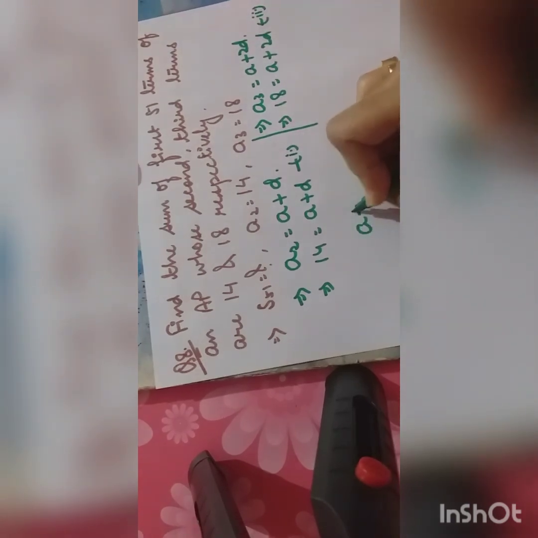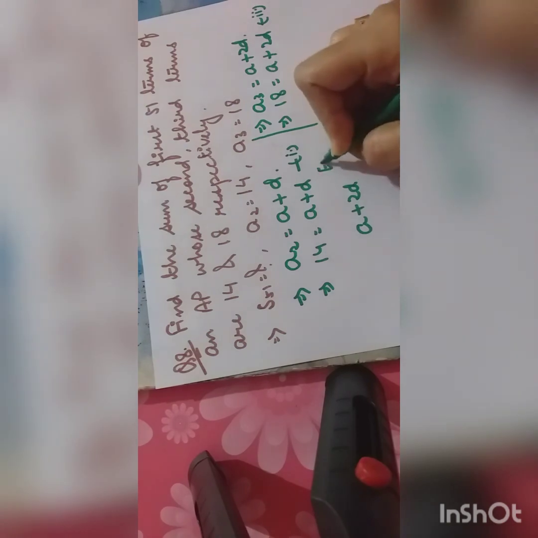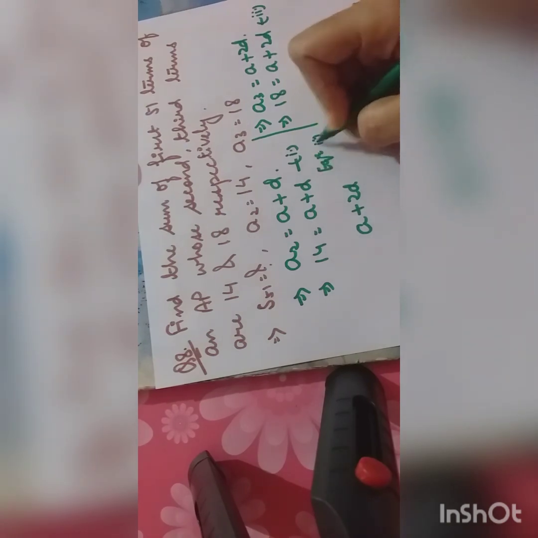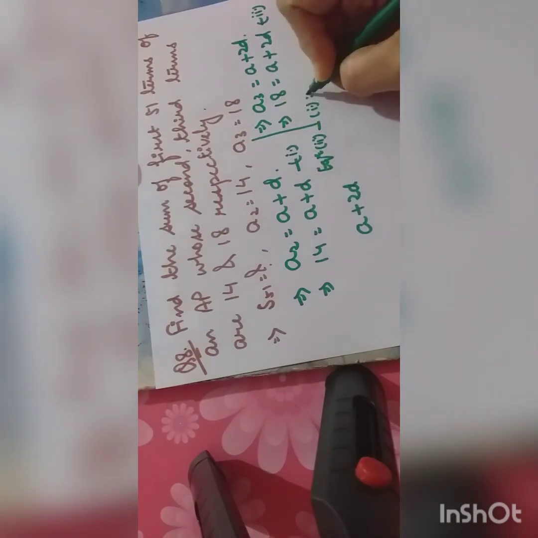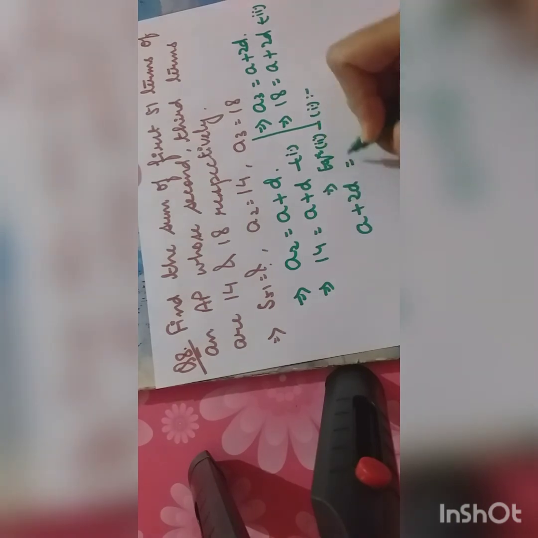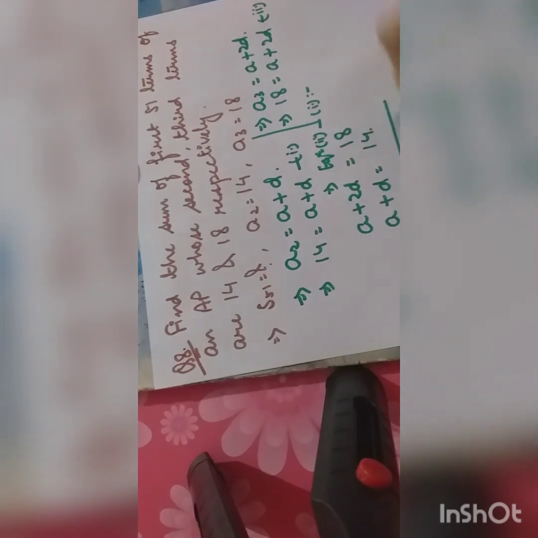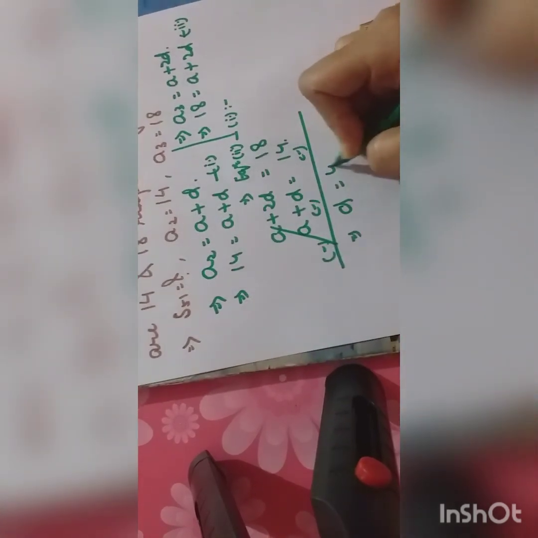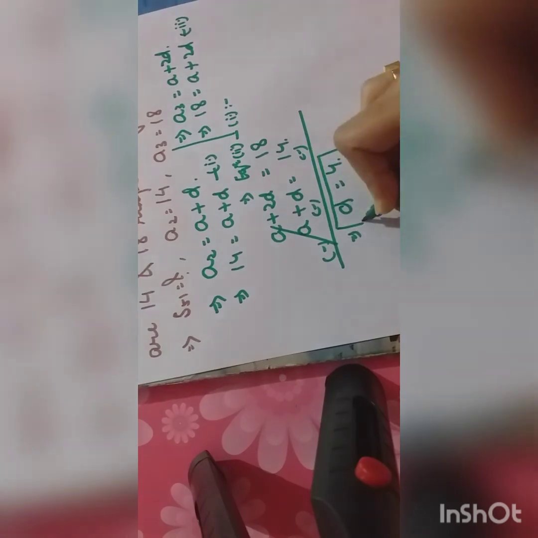So I am simply subtracting equation 1 from equation 2. Equation 2 is a plus 2d equals 18 and equation 1 is a plus d equals 14. So plus a minus a cancel out, plus 2d minus d will be d, and 18 minus 14 will be 4. So d I have got as 4.